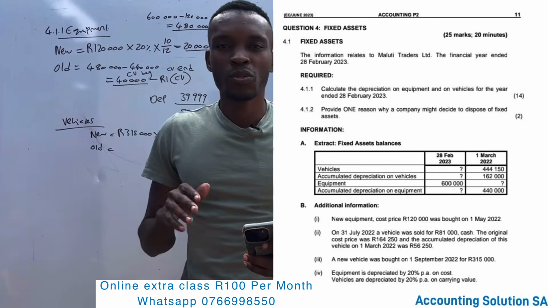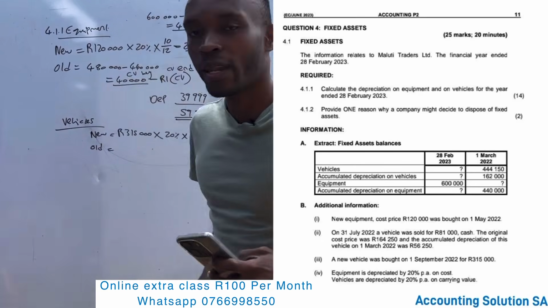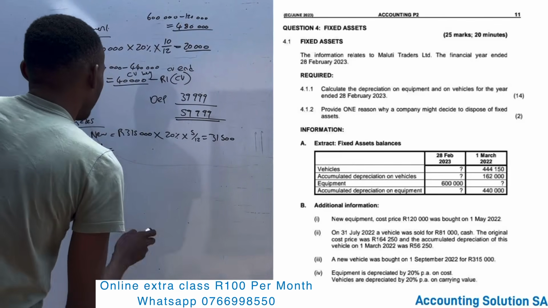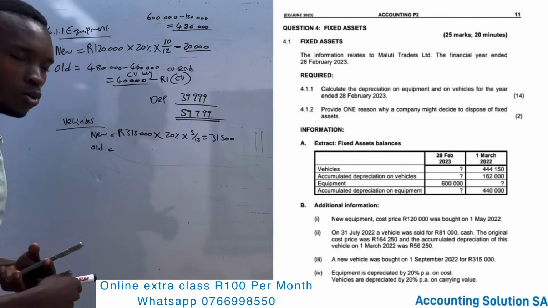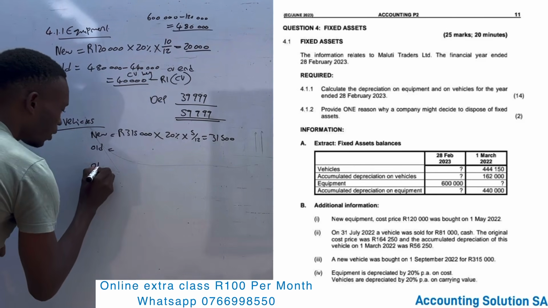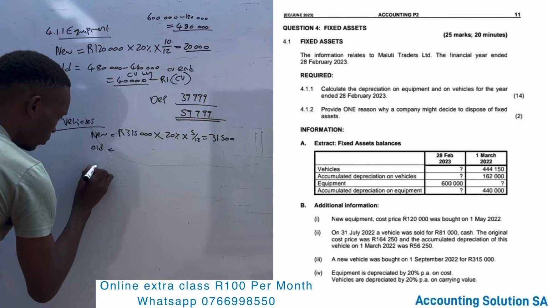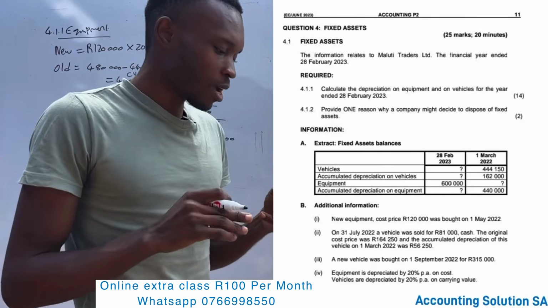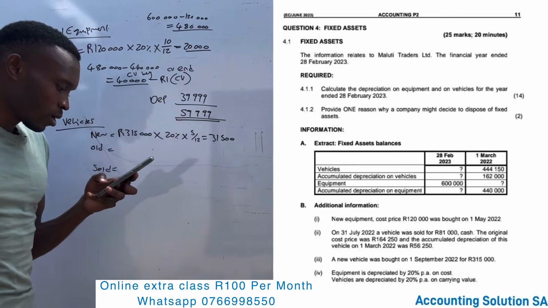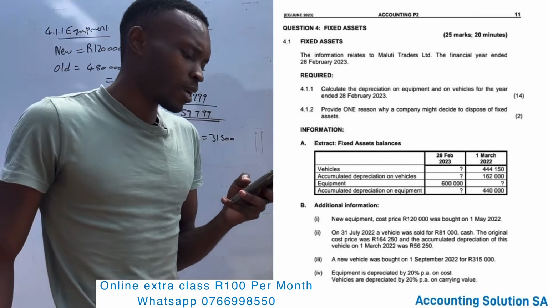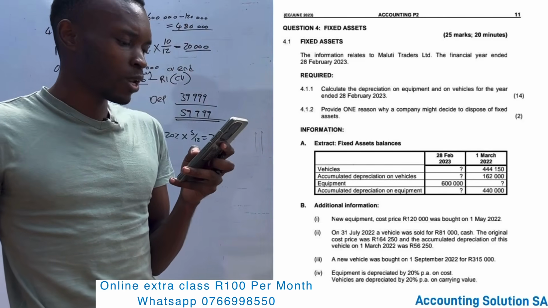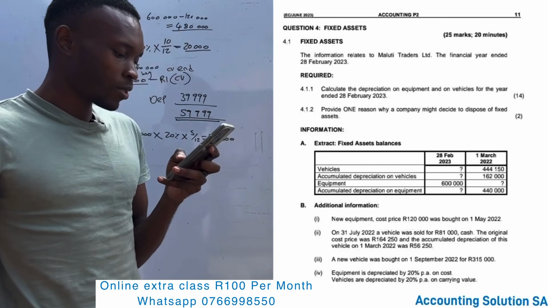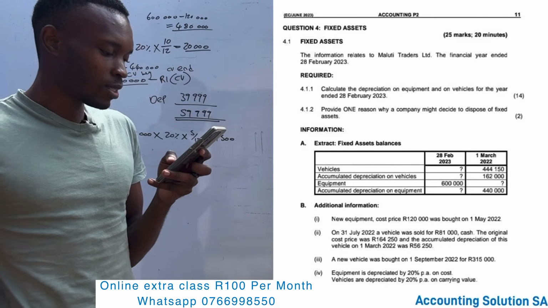Okay, now let's continue with our calculation under vehicle. So remember, we have calculated the new one, we have to calculate the old one, and also we have the one that has been sold. So in order to make it simple, let's first calculate the sold one. On 31 July 2022, a vehicle was sold for 81,000 cash. Originally, cost price was 164,000, and accumulated depreciation on 1 March 2022 was 56,000.